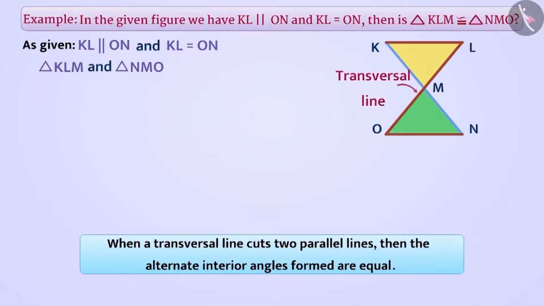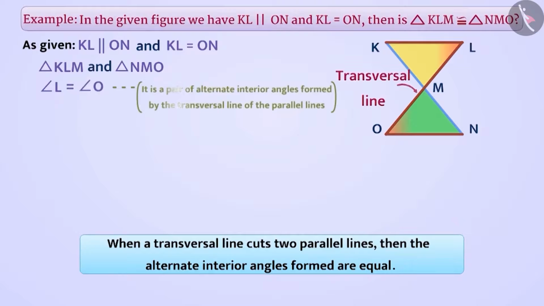Here, angle L is equal to angle O because it is a pair of alternate interior angles formed by the transversal line of the parallel lines. Angle K is equal to angle N because it is also a pair of alternate interior angles formed by the transversal line of the parallel lines, and we are given KL is equal to ON.